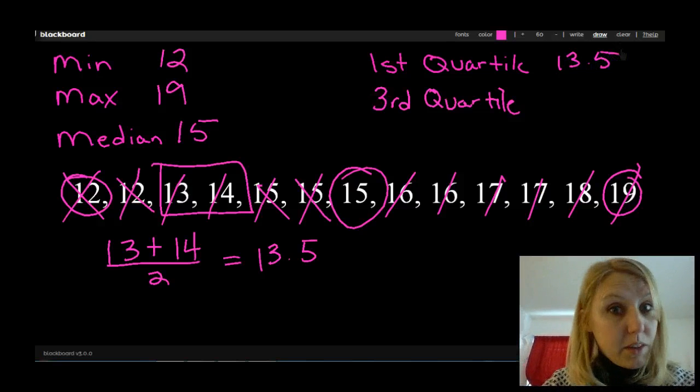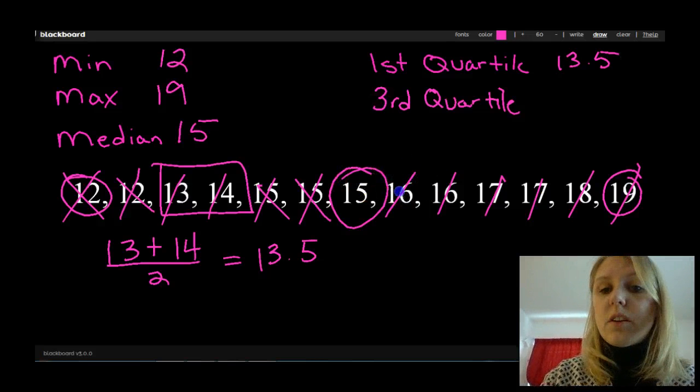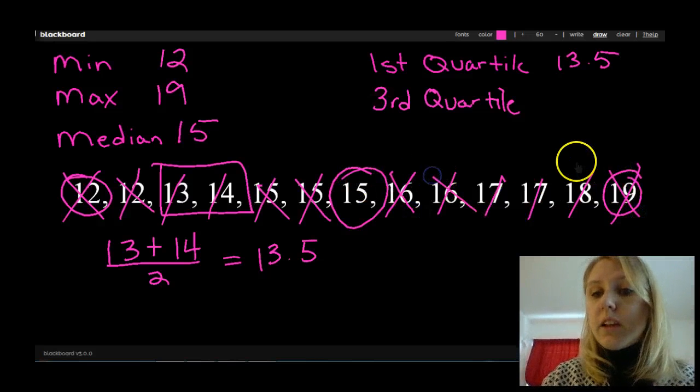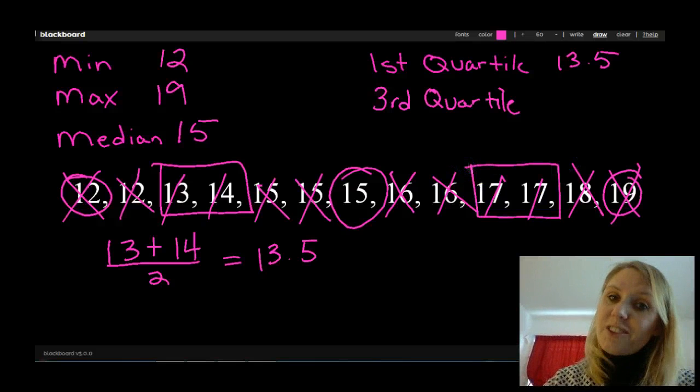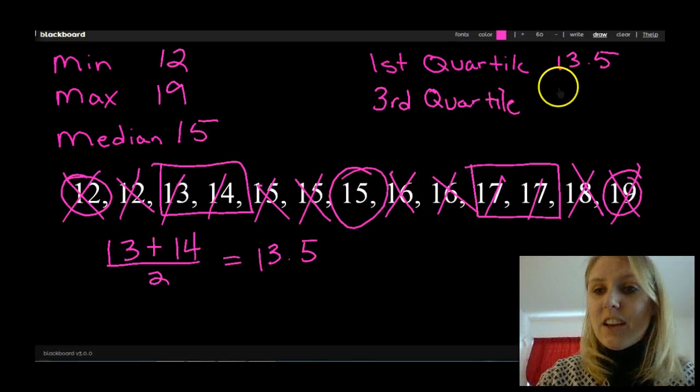Next, I will do the same thing with the third quartile. Cross it out until I get to my middle, and here I have two 17s, and if I add those together and divide by 2, it will stay at a 17.